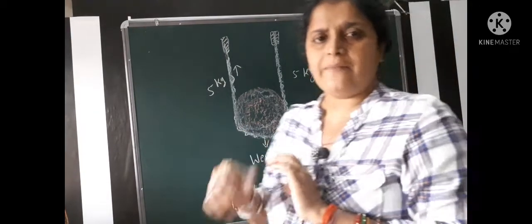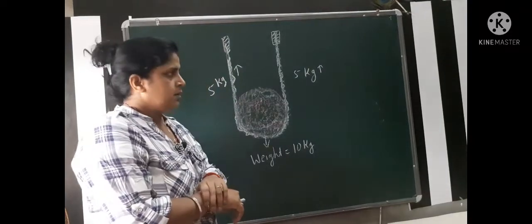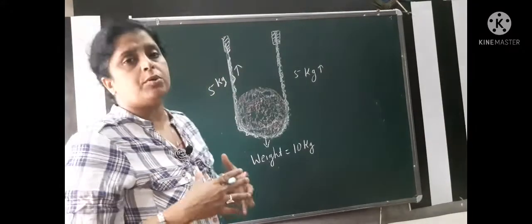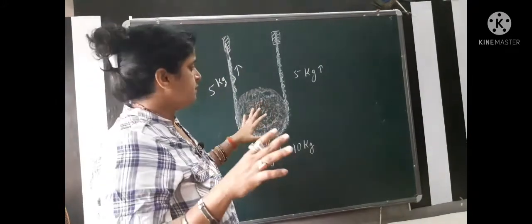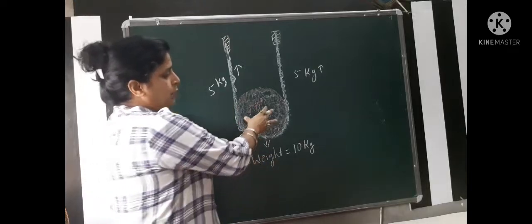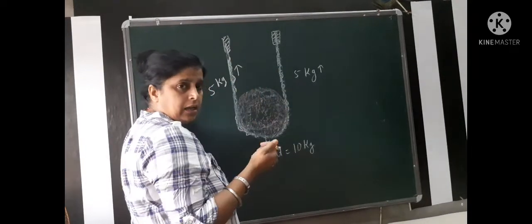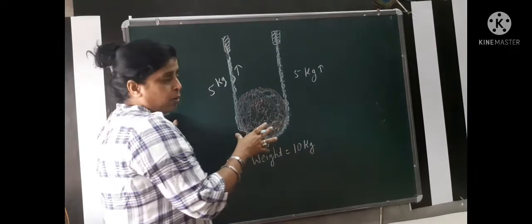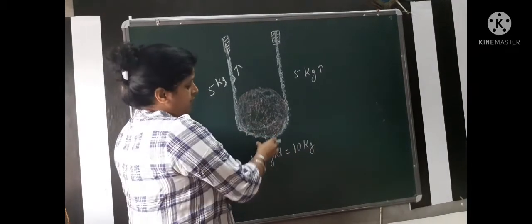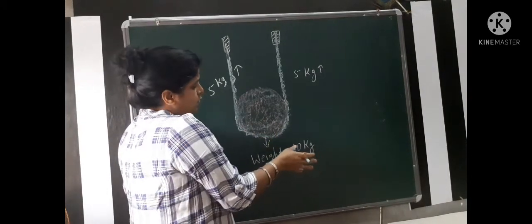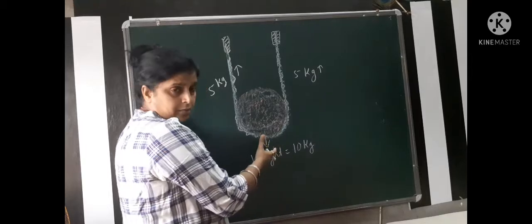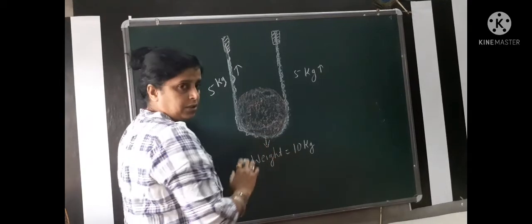See children, why I have drawn this diagram. To understand the concept of pulley, we first have to understand that if we are holding any object with the help of a single rope or cable, then how the weight is divided. For example, assume that the weight of this body is 10 kg.